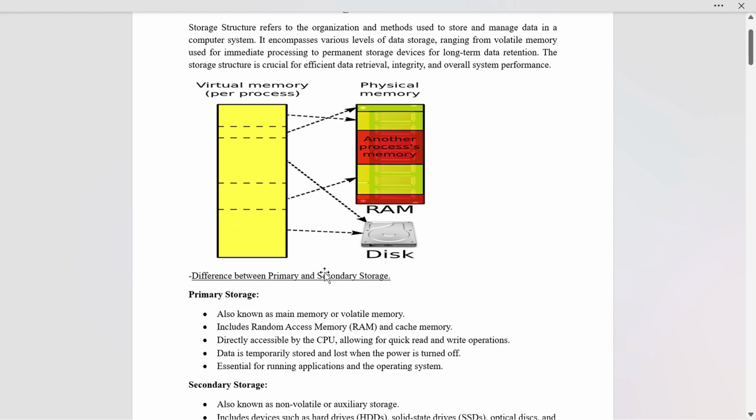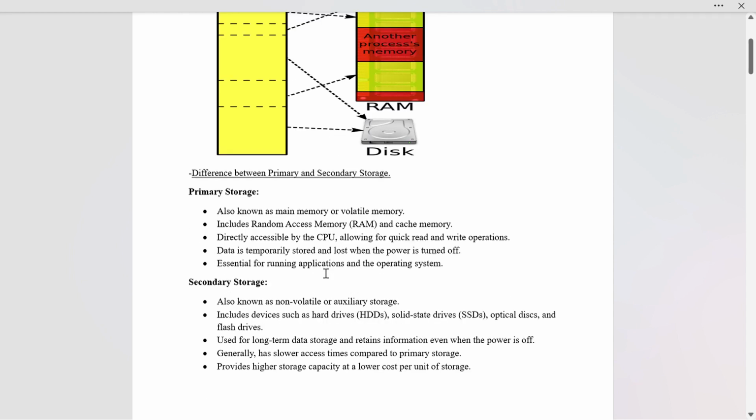Okay. Difference between the primary and secondary storage. Primary storage, also known as main memory or volatile memory, includes random access memory, which is called RAM, and cache memory, directly accessible by the CPU, allowing for quick read and write operations. Data is temporarily stored and lost when the power is turned off, essential for running applications and operating systems.